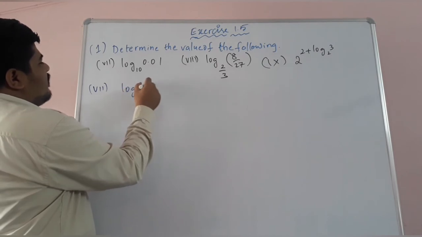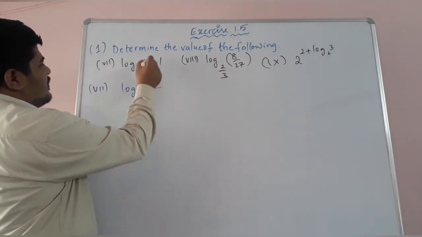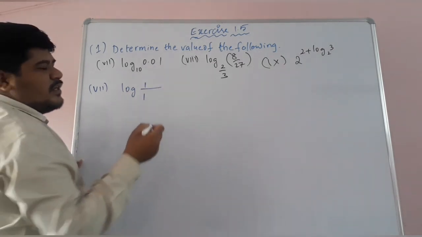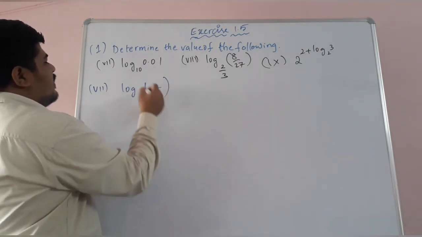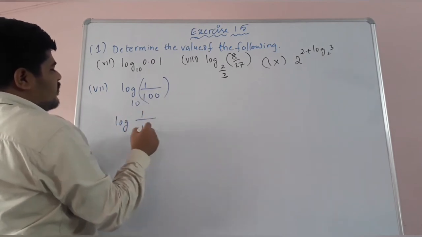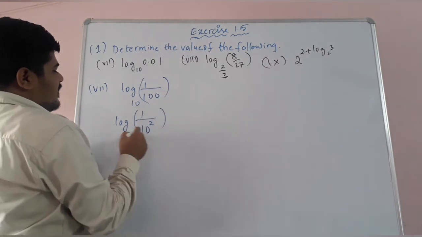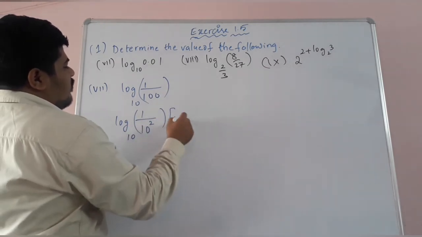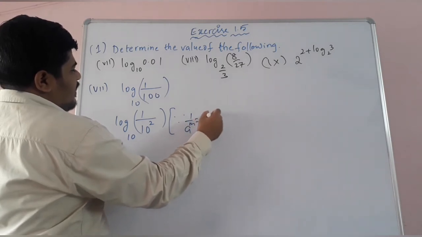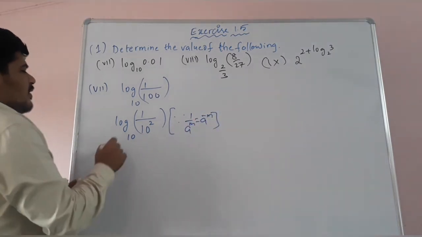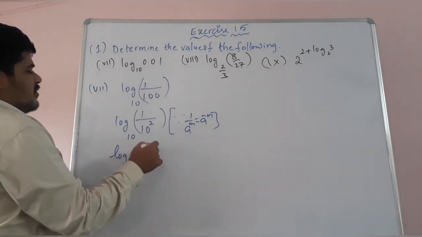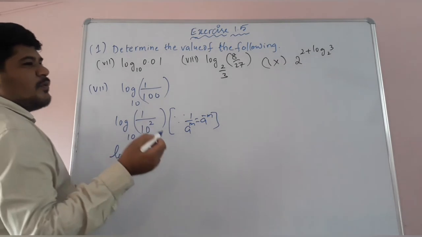Log 0.01 can be written in fractional form, children. Instead of the decimal point, 1 in the denominator, and after that 2 digits are there, so here 2 zeros come. So log 1 by 100 base 10. And children, 1 by 100 can be written as 1 by 10 square. We have the formula 1 by a power m is equal to a power minus m. So it can be written as log 10 to the power of minus 2 base 10.